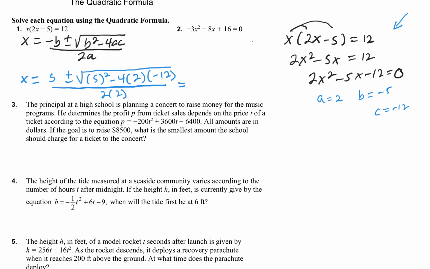So what I'm going to do is I'm going to use a calculator. I'm going to evaluate the discriminant. What you get is 5 plus or minus square root of 121 divided by 4. So the square root of 121 is 11. So your answer will be 5 plus or minus 11 over 4. So 5 plus 11 is 16 divided by 4 is 4. So one answer is x equals 4, or 5 minus 11 is negative 6. Negative 6 over 4, which is negative 3 over 2.